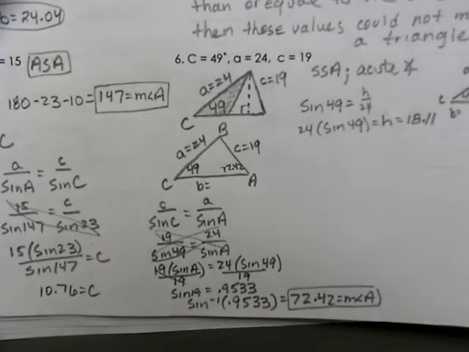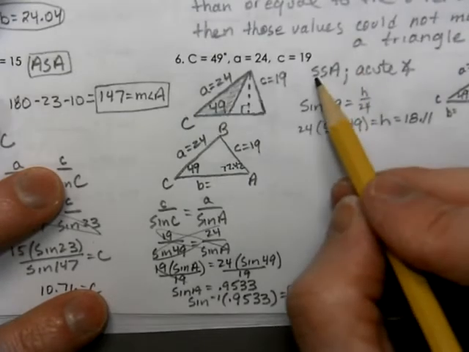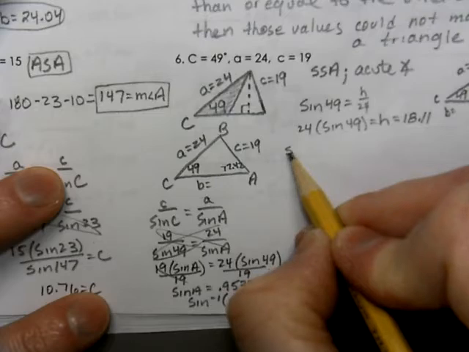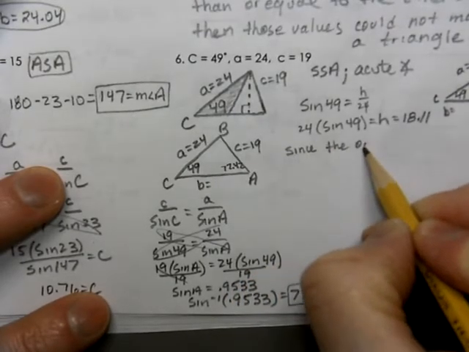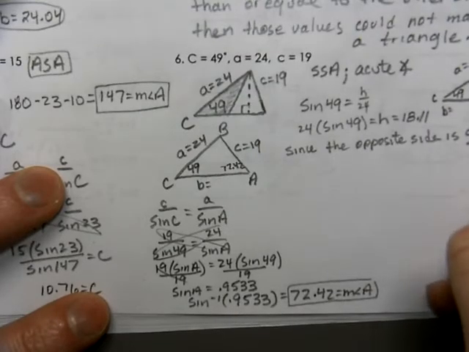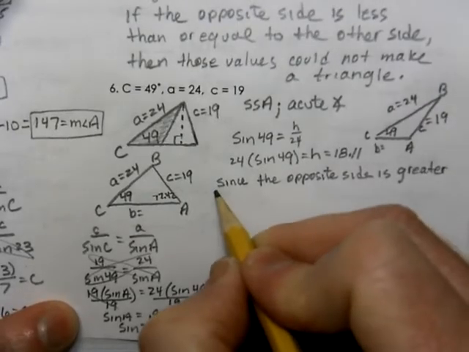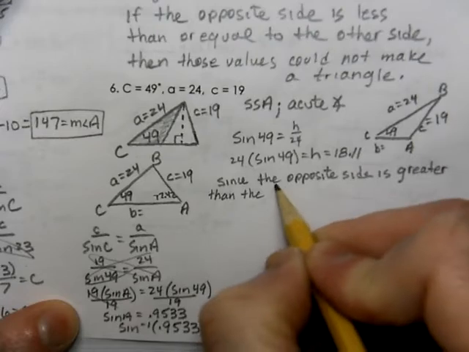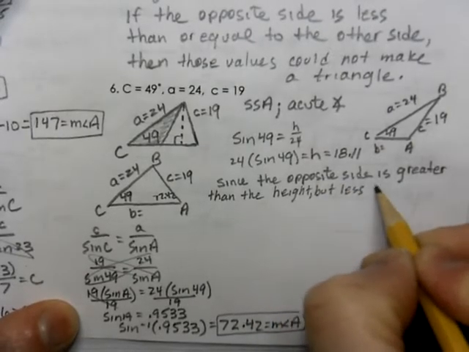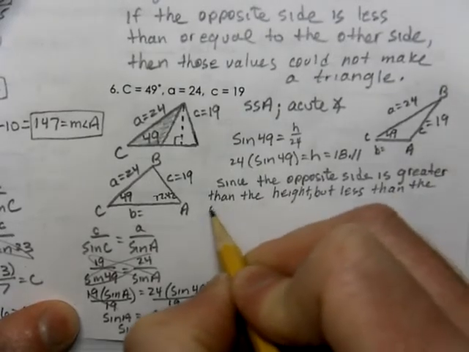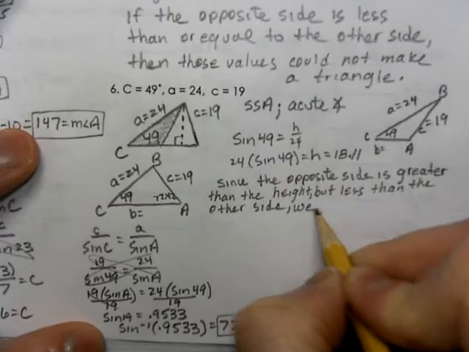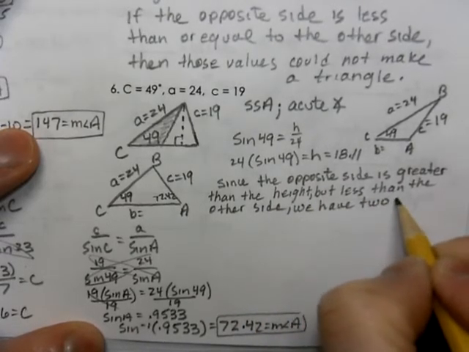Now to find angle B, so before I write that here, I'm going to say that with SSA, since the opposite side is greater than the height, but less than the other side, less than 24, we have two triangles.